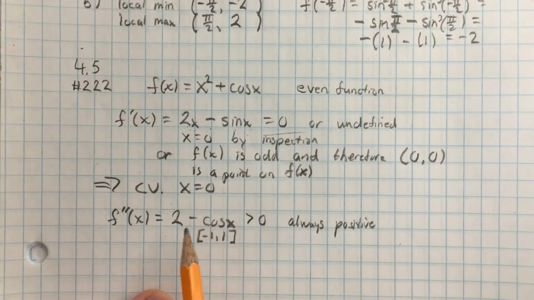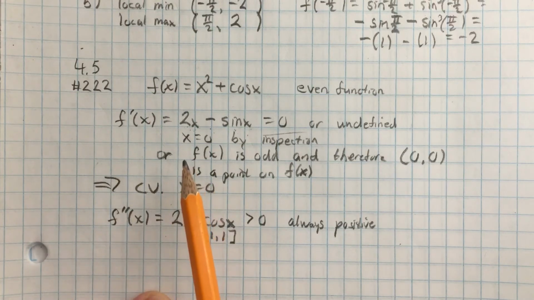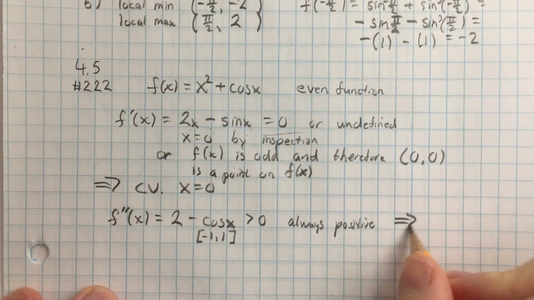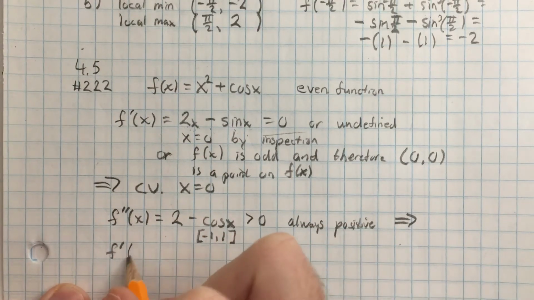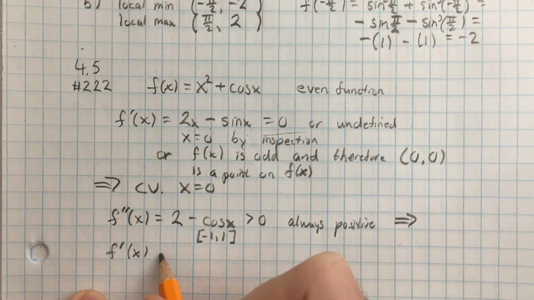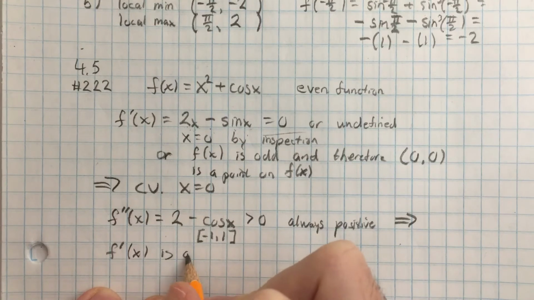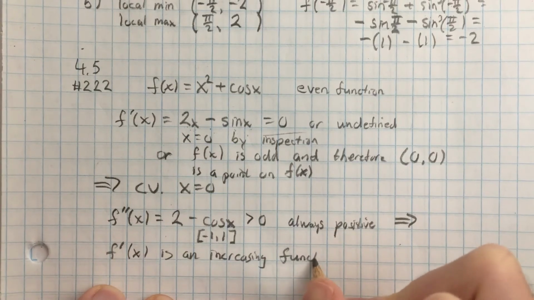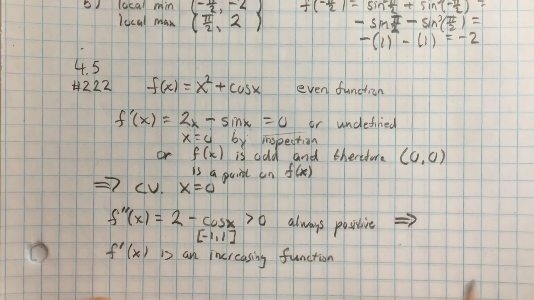Well, if this function, 2 minus cos x, is always positive, remember that's the second derivative. So what would that mean for the first derivative? Again, the second derivative is the first derivative of the first derivative. So if the second derivative is always positive, that implies that f prime, the first derivative, is always increasing. It's an increasing function. Again, it's a little subtle, but it's good to think about.